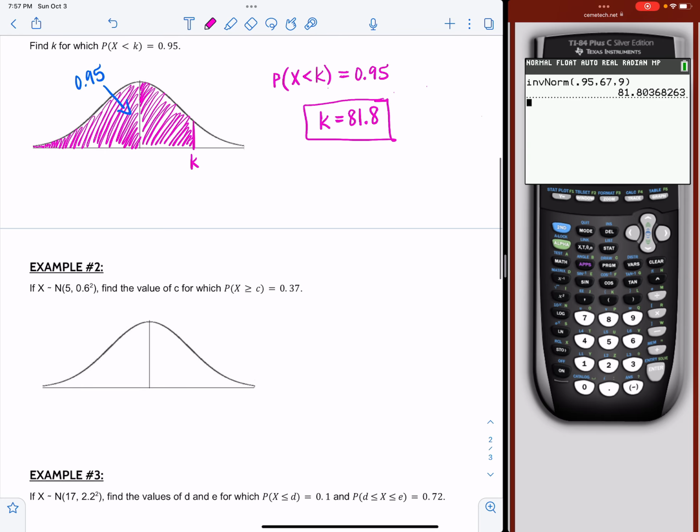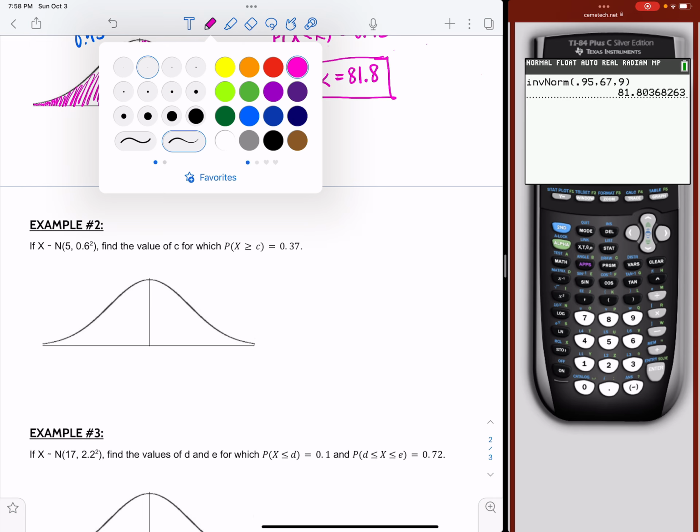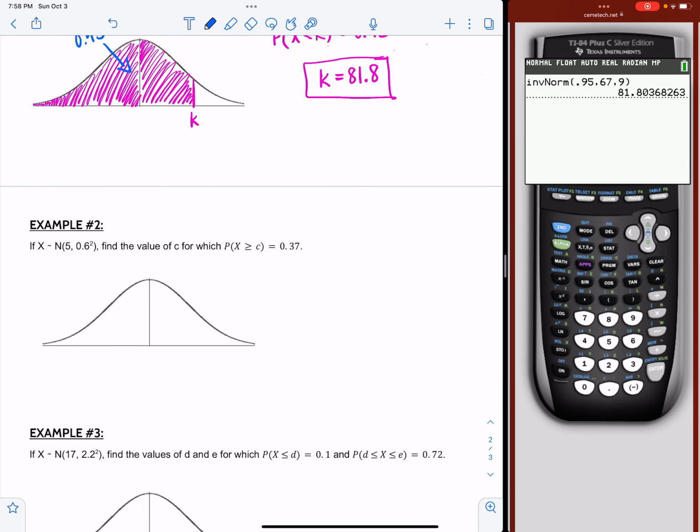All right. Number 2 says, if X is normally distributed with a mean of 5 and a standard deviation of 0.6, find the value of C for which the probability of X is greater than C is 0.37. What you have to understand here is that you want to find the value of C so that you have 0.37 if X is bigger than that amount. So if I draw it, I know that this has to be like a boundary of where C could be, and I want 0.37 of it to be above that value.